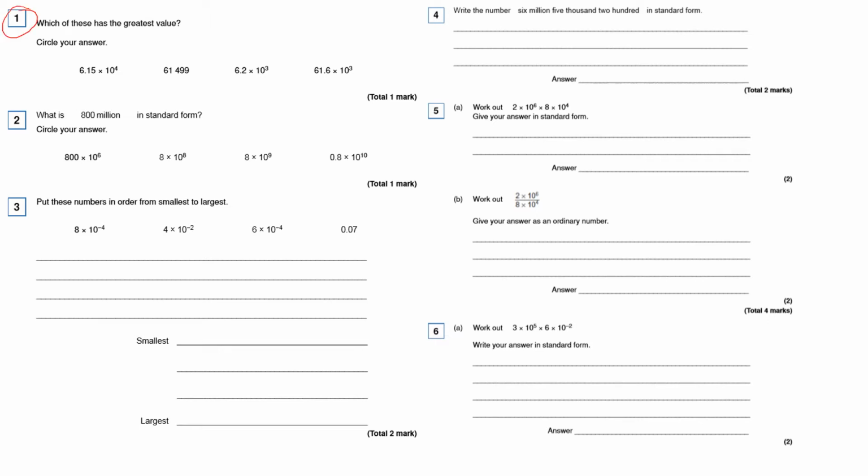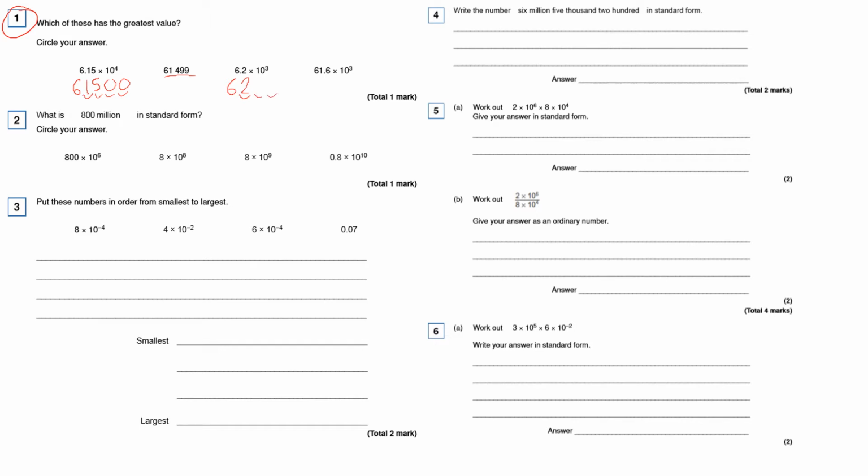So, first question, we want to see the greatest value. Generally, you want to convert things to the same sort of number. I'm going to convert them to real numbers because I've already got 61,499. So let's go through. Remember, the power of 10 tells you how far you're going to move your decimal place. So our decimal place starts between the 6 and the 1, and it moves once, twice, 3 times, 4 times. Then we fill in the gaps with zeros. That's 61,500.